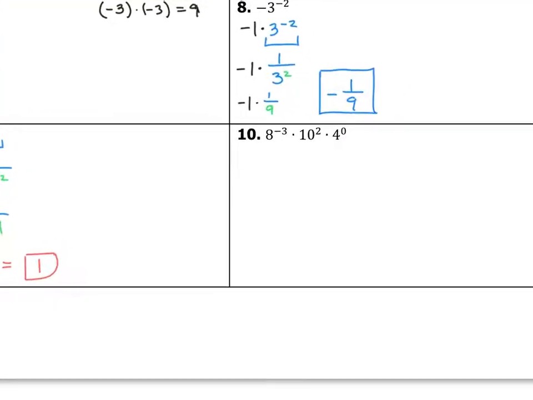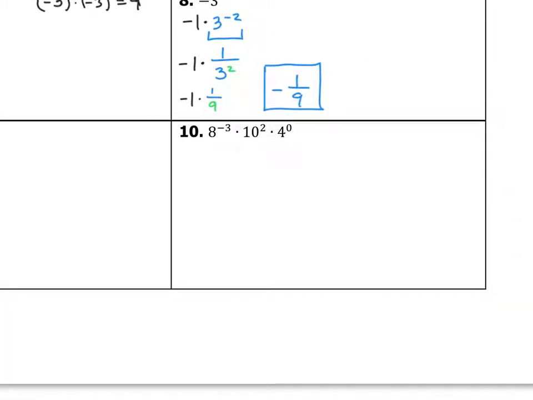Number 10, this time I'm multiplying 3 powers together. So I'm going to simplify the exponents first individually. I have 8 to the negative third. I need to rewrite that as 1 over 8 to the positive third power. I have 10 squared. That gets rewritten as 100. And I can put that over 1 if I'd like to. And then 4 to the 0 power, remember anything to the 0 power is 1, so that just gets rewritten as 1.